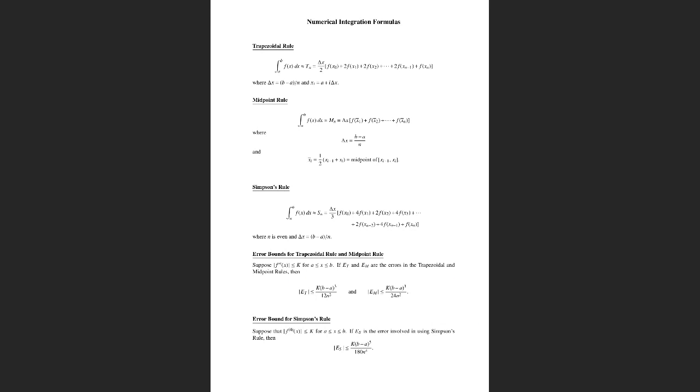Looking at the error bound for the trapezoidal rule, okay, that's the first one, right? The midpoint rule, that's the second one. And Simpson's rule. Which error bound seems to be maybe the best, the smallest? What do you think, Samuel? Error bound for trapezoidal.